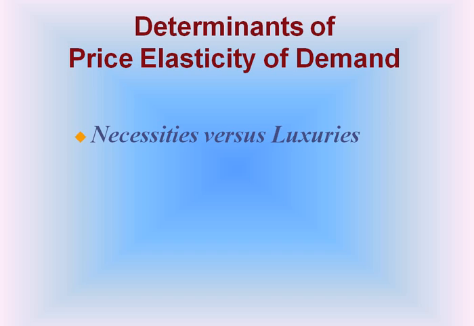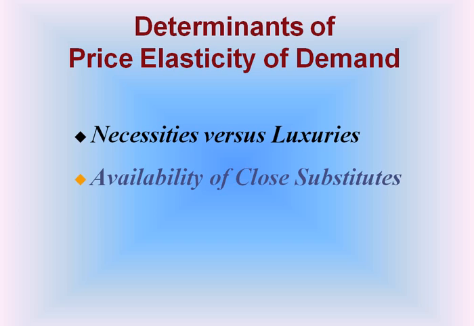Determinants of the price elasticity of demand. There are many other things which are going to affect our elasticity of demand. Number one, necessities versus luxuries. If there is a necessity, for example wheat, and there is a change in the price of wheat, we are not going to decrease its demand because we have to live. And for luxuries, for example a big car, if there is a change in price, we are going to leave it because we can live without it.